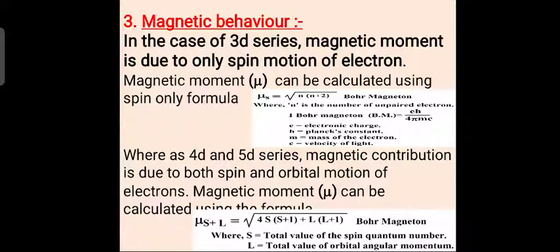Whereas in the 4d and 5d series, the magnetic contribution is due to both spin and orbital motion. Therefore, you need to calculate the magnetic moment by the Landé formula. What is the Landé formula? mu_(S+L) is equal to square root of 4S into S plus 1 plus L into L plus 1 Bohr magneton. S is the total value of the spin quantum number, and L is the total value of the orbital angular momentum.